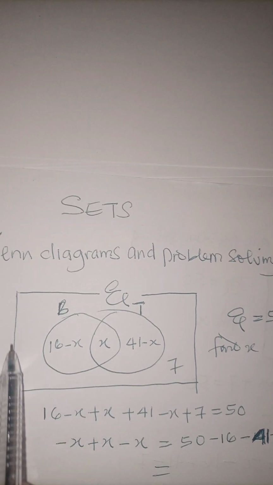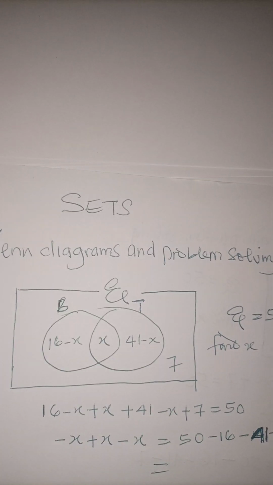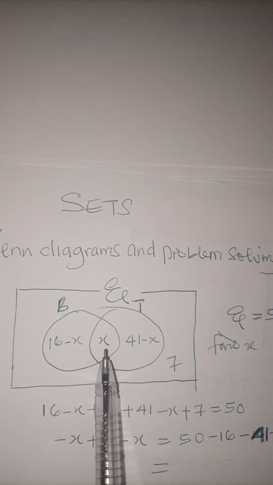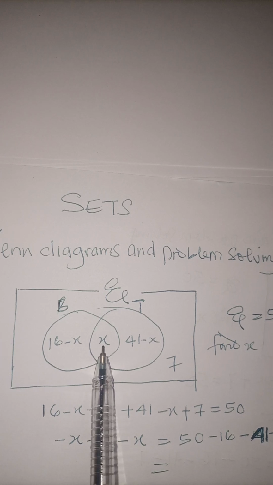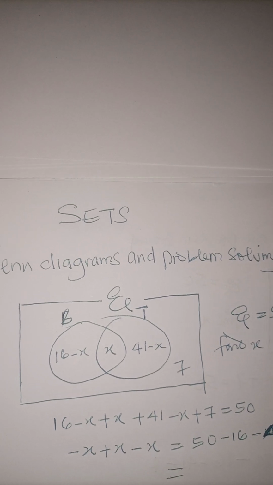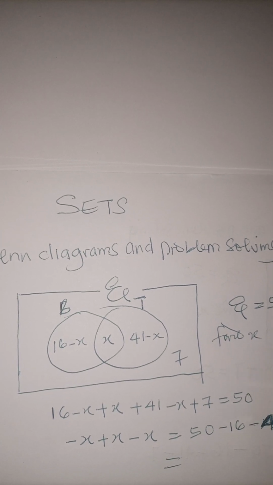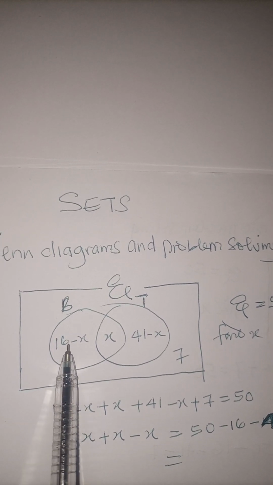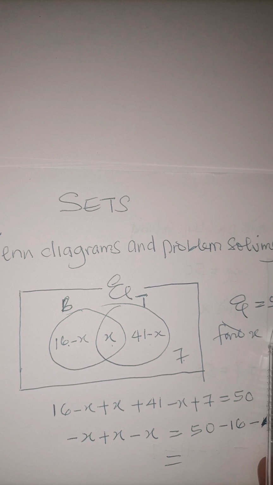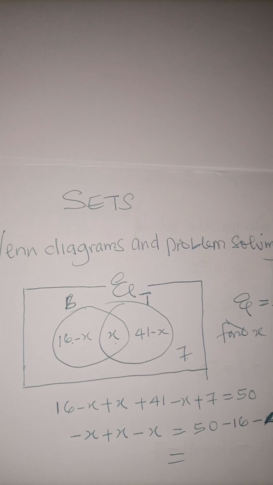This is a Venn diagram of two sets, B and T, where B represents basketball and T represents table tennis. The number of students that play basketball only is 16 minus X, the number that play both basketball and table tennis is X, and those that play tennis only is 41 minus X. The total number of students in the class is 50, and we are asked to find X. We add this plus this plus this plus this and equate it to 50, the total, so we can find the value of X.